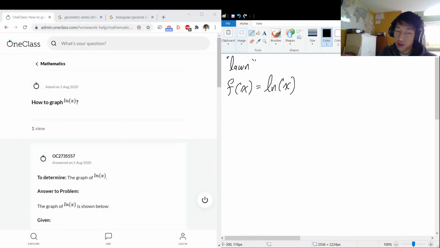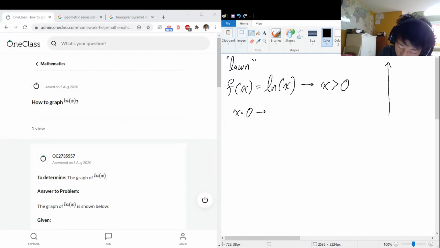A good strategy that you can use for graphing is just to find a couple points of interest. So when x is equal to 0, we get error. And actually for logarithms, x must be greater than 0. It cannot be equal to 0. If it's equal to 0, it's not good. Very bad. So we're only going to draw on the right-hand side of the graph.